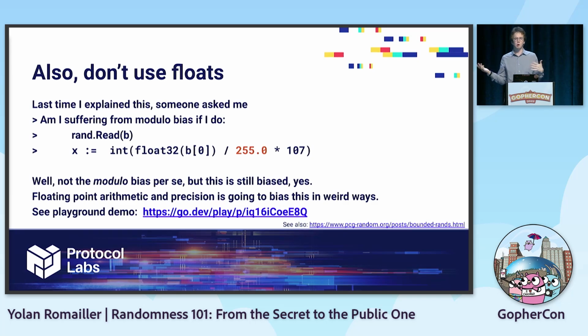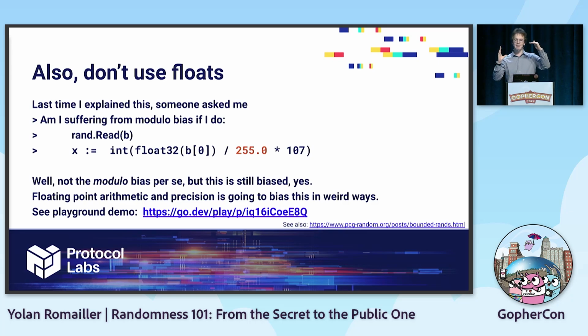Also, something I was told once was, hey, if I can't use the modulo, why can't I just use floats? I take my random value, from 0 to 255, I divide it by 255, I multiply it by the range I want to get, and that's it. I got a random value that's uniformly distributed, right? Well, not exactly.